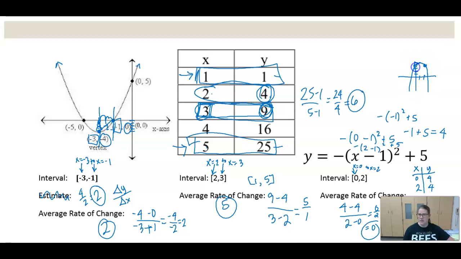So because they're both at the same y value, the slope would be 0, right? There's no change if I go from here to here. Same on this side. If I went from this point to this point, there's not going to be an increase or a decrease. Okay.